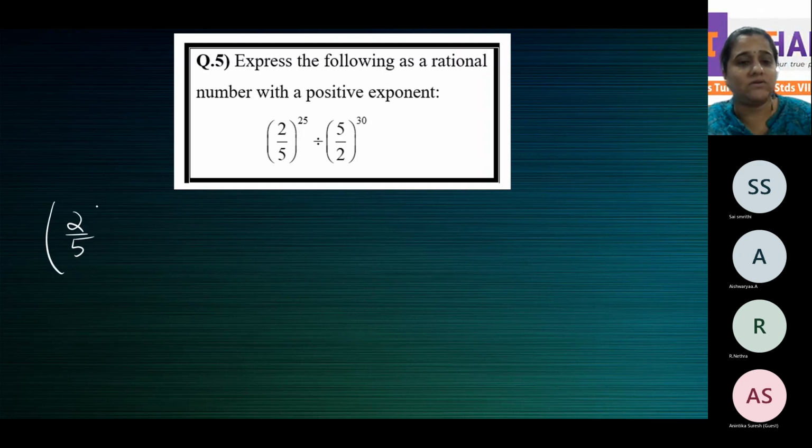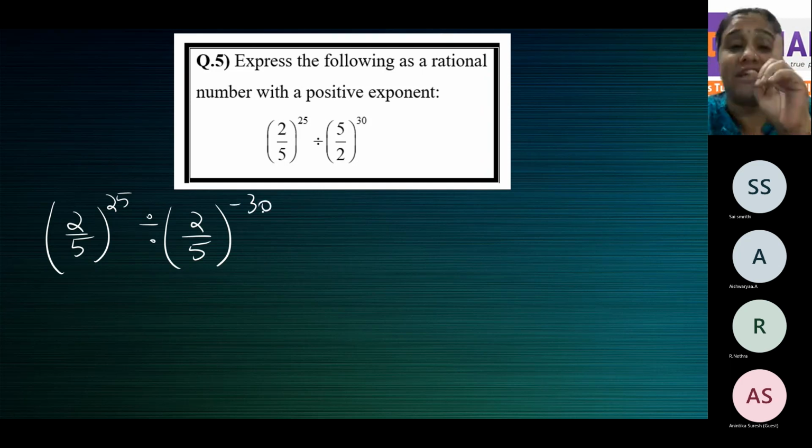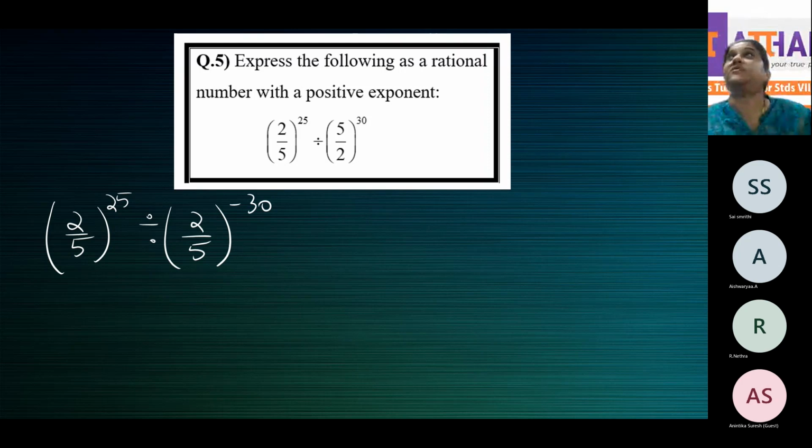2 by 5 to the power 25 divided by, if I make this 2 by 5 to the power minus 30, because you should always write the equivalent. You should not write the reciprocal. Always you should write the equivalent, not the reciprocal. So 5 by 2 becomes 2 by 5 and plus 30 becomes minus 30, equivalent. Now the bases are same. It fits into a rule.